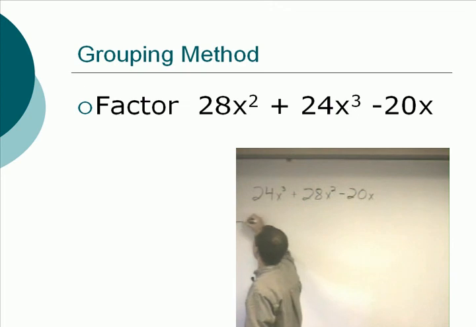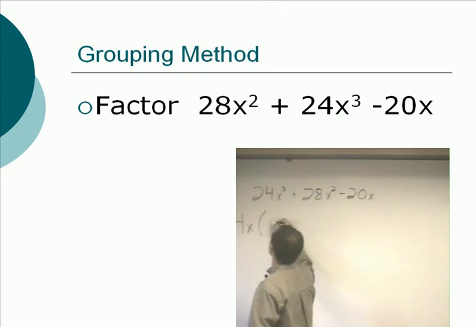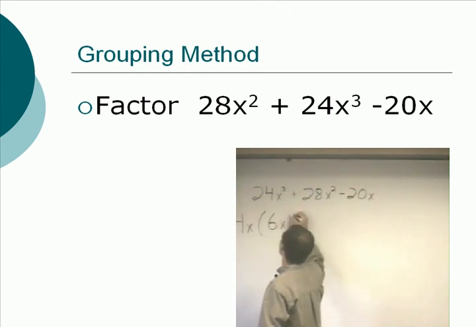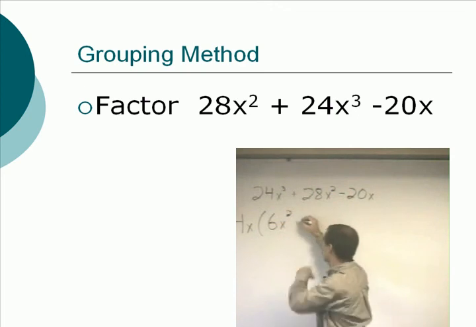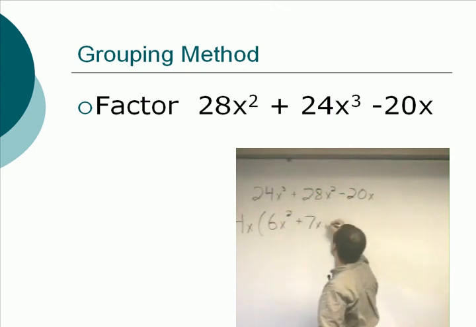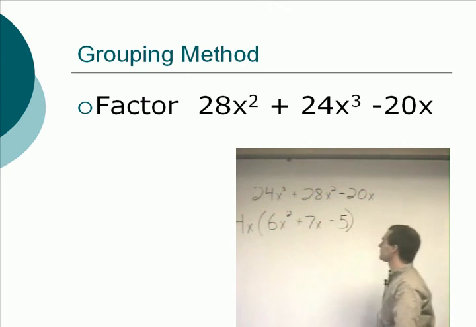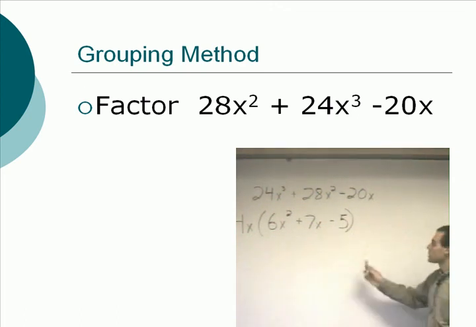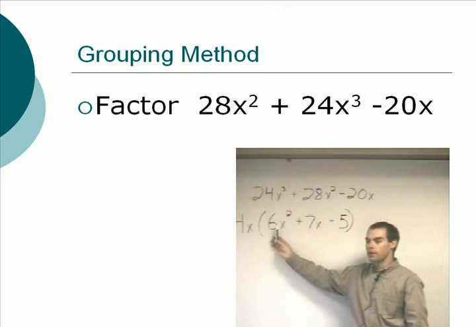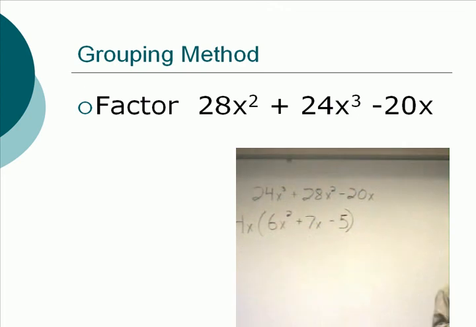So we're left with 4x times 6x squared plus 7x minus 5. Now, here's a case where we pulled out the GCF and we still have a leading coefficient not equal to 1. So we have to use trial and error. Well, you don't have to use trial and error. You could use trial and error. We're not going to use trial and error. We're going to use the second method.